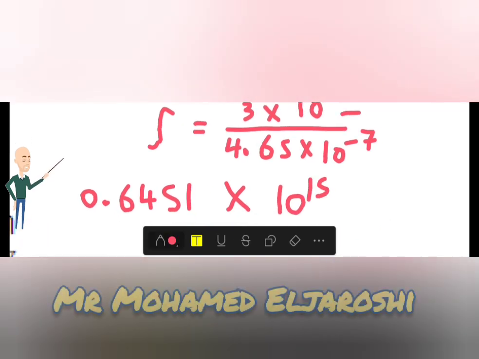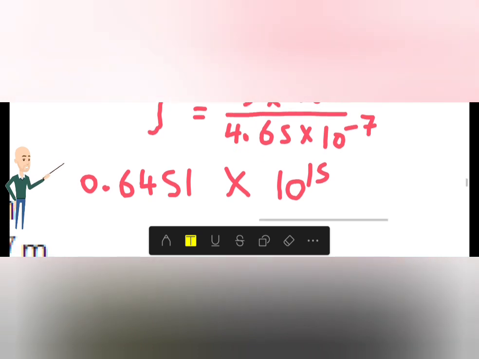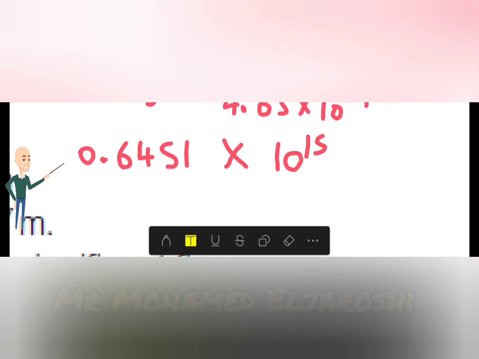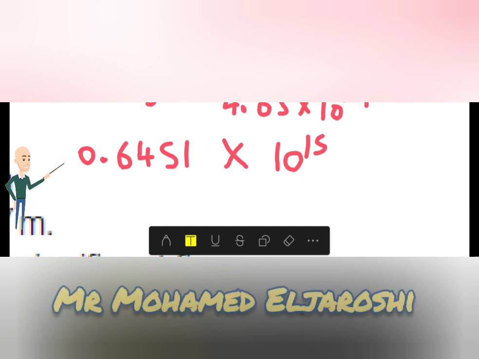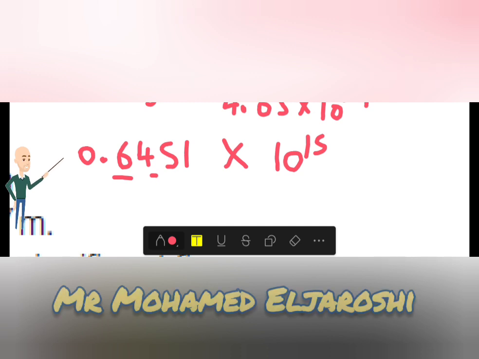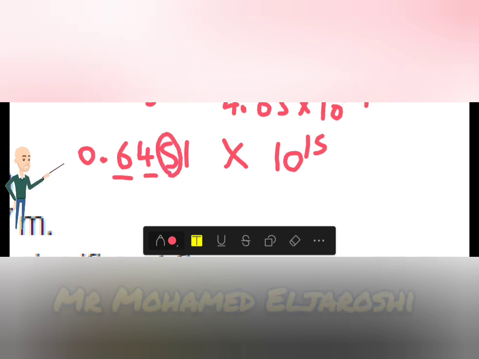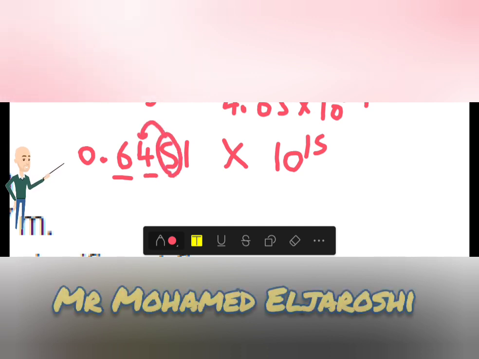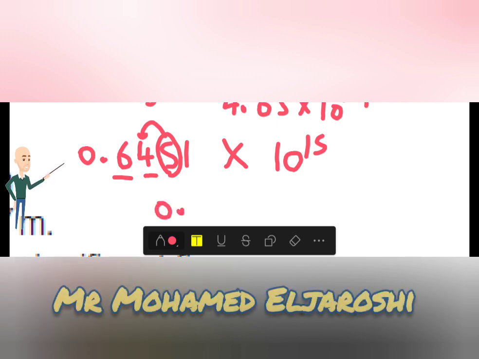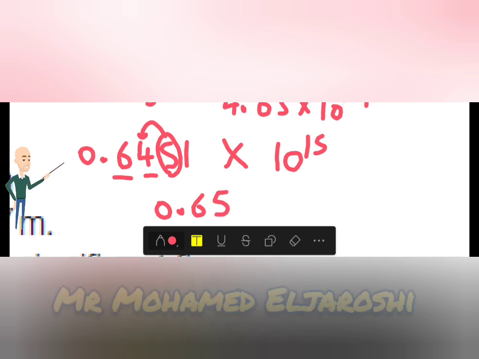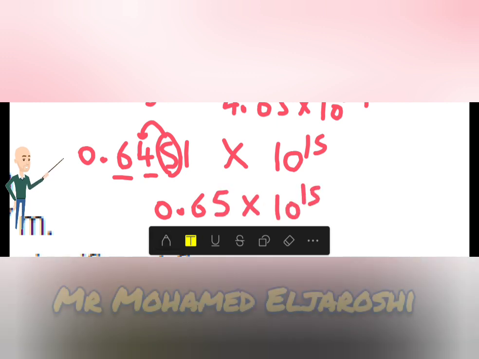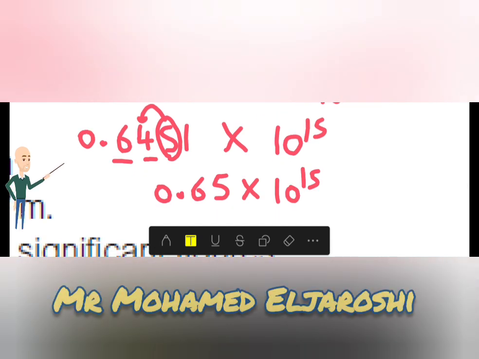Very good. Now this answer here, we need to make it first rounded to 2 significant figures. And to round it to 2 significant figures, this is the first one and this is the second one. The 5 is big, so we add 1 to the 4. So it's going to be 0.65. Very good. Multiplied by 10 power of 15. So the first step I did is round it to 2 significant figures.